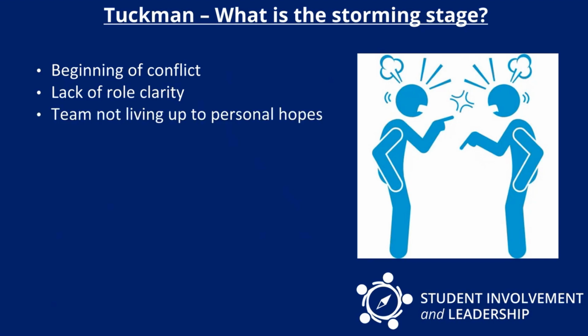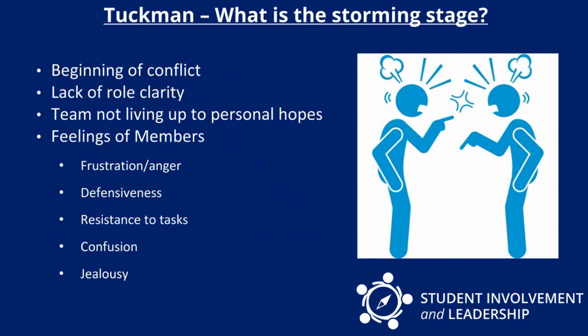And also their own personal hopes. And now this is likely going to be ramping up just as school stress is ramping up, especially in the context of a student organization. So there's going to be lots of emotions. So feelings of members, there might be some frustration, anger. They might be defensive about their roles on the team or sort of hoarding their tasks. There's probably going to be some resistance to tasks because they don't think it's worth their time with all the stresses of school. And there's going to be some confusion. There might also be some jealousy among members.